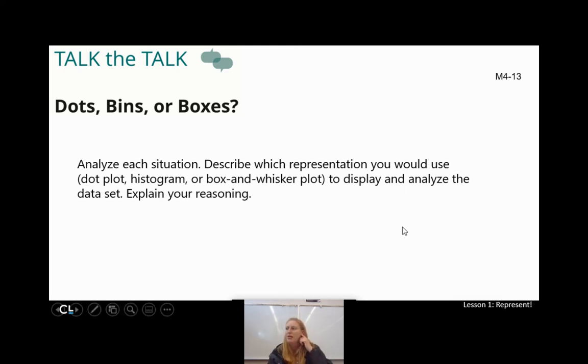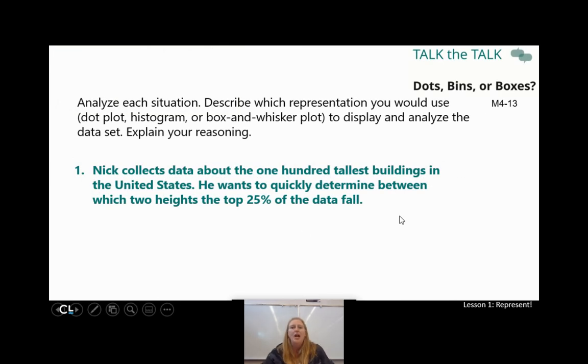So I'm starting off with number 1. Nick collects data about the 100 tallest buildings in the United States, and he wants to quickly determine between which two heights the top 25% of the data fall. So the fact that he said he wants to quickly know where 25% of his information is, that tells me that's a box and whisker plot situation.